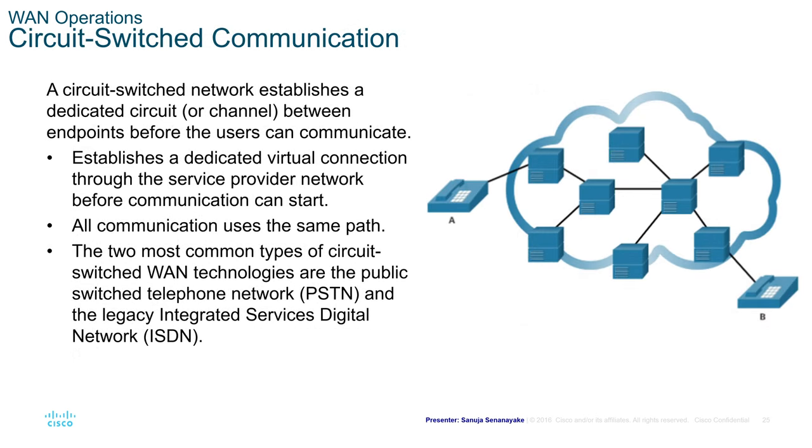Circuit switch communication. A circuit switch network establishes a dedicated circuit or channel between endpoints before the user can communicate. It establishes a dedicated virtual connection through the service provider network before communication can start. All communication uses the same path. The two most common types of circuit switch WAN technologies are the public switched telephone network, also known as PSTN, and legacy integrated services digital network, also known as ISDN. So the PSTN and the ISDN are the two most common circuit switch networks.